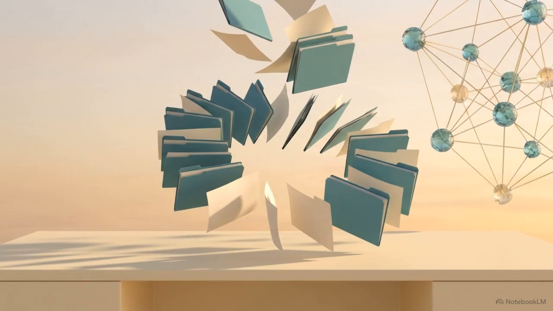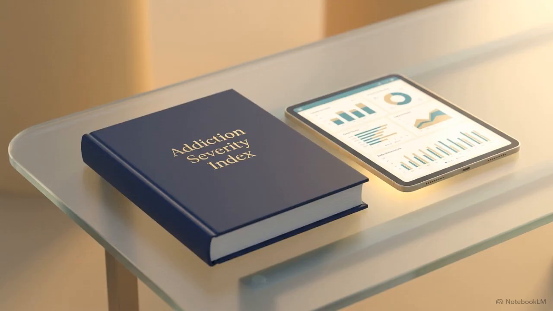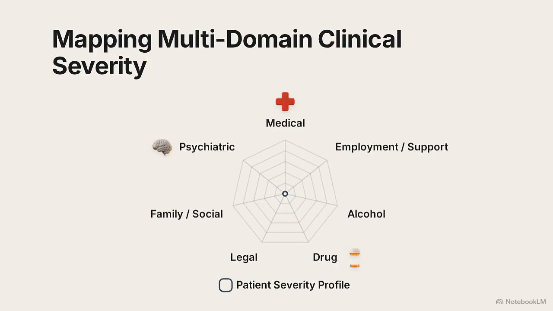Compiling this massive volume of data could easily become chaotic. Clinical counselors utilize standardized tools, like the Addiction Severity Index, or ASI, to impose structure on this information. This 7-axis radar chart illustrates how the ASI measures problem severity. Instead of producing a single reductive score, it maps severity across 7 specific standardized domains, ranging from medical and legal to family and psychiatric, creating a precise, multidimensional picture.